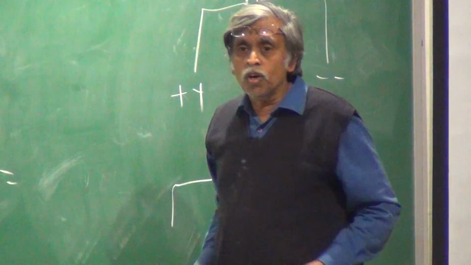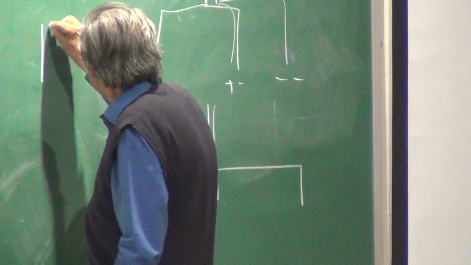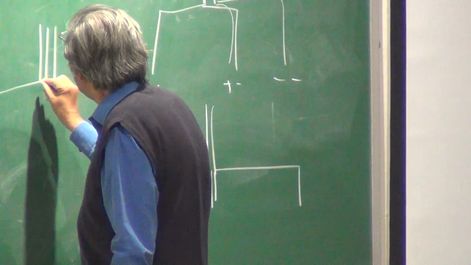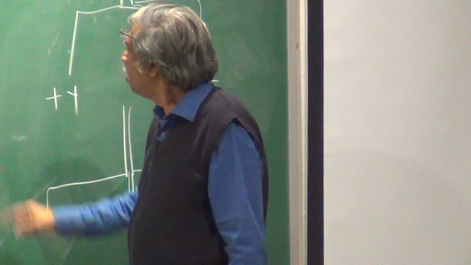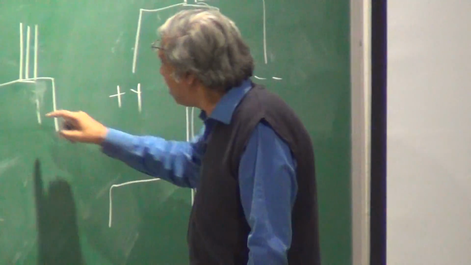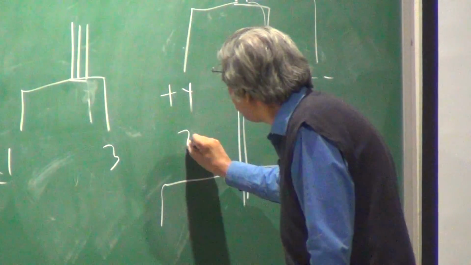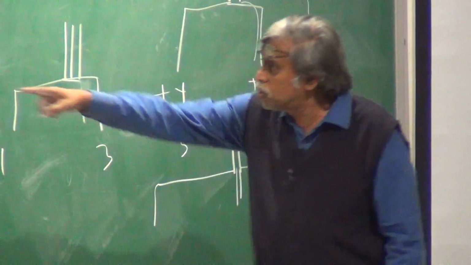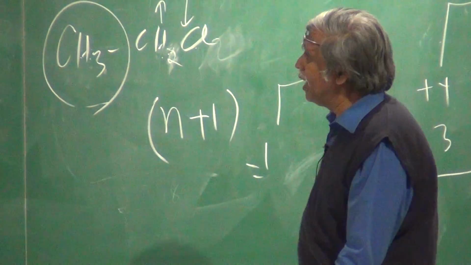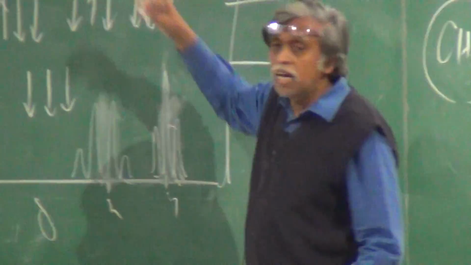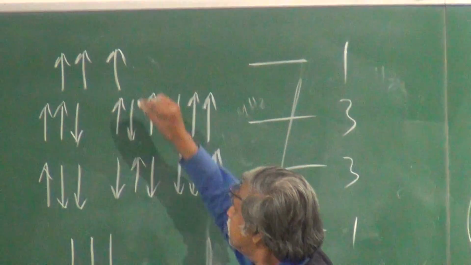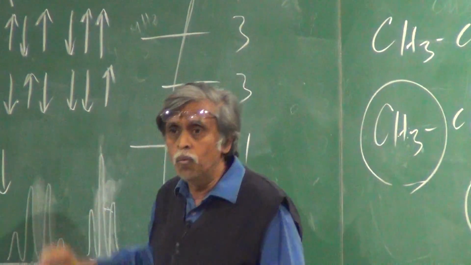Supposing I have three protons, what do I do? Each one will split it into two. And then if you draw this, you will have 1, 3, 3, and 1. So basically, the tree diagram tells me that I'm going to get 1 of this, 3 of this, 3 of this, and 1 of this.